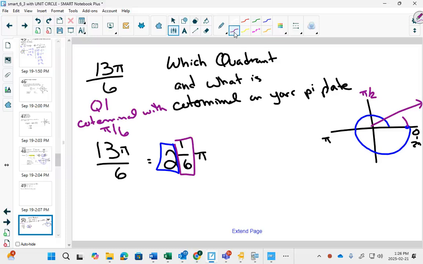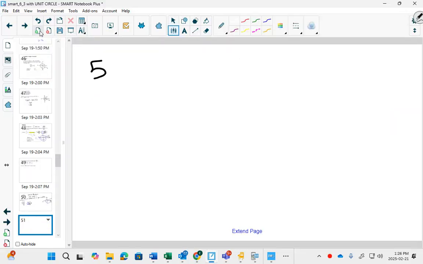Then, let's do another one. Let's try 5. Let's do 5 together. Because it's a bigger number. 101 pi over 4. 100 divided by 4 is 25, so this will be 25 1/4 pi.